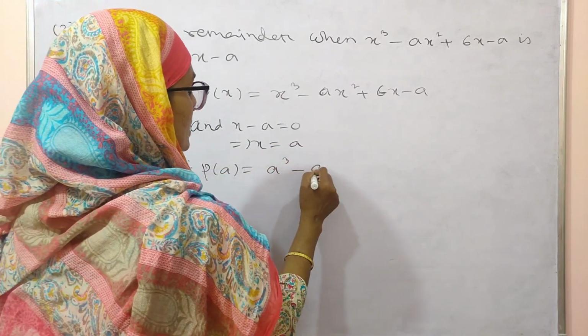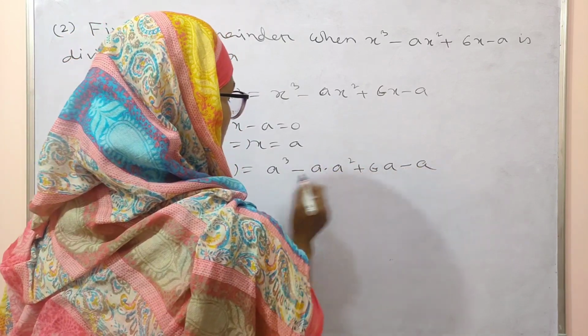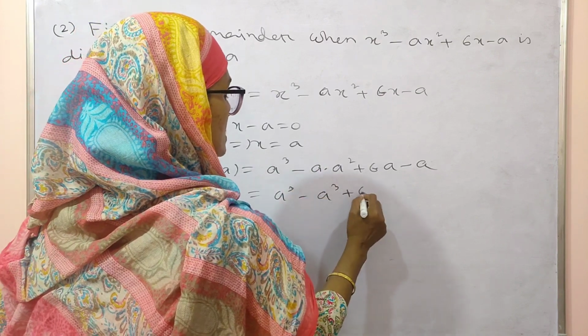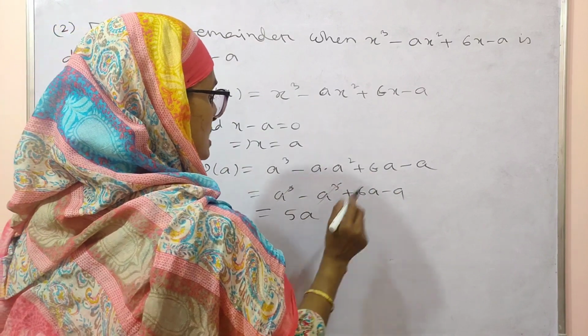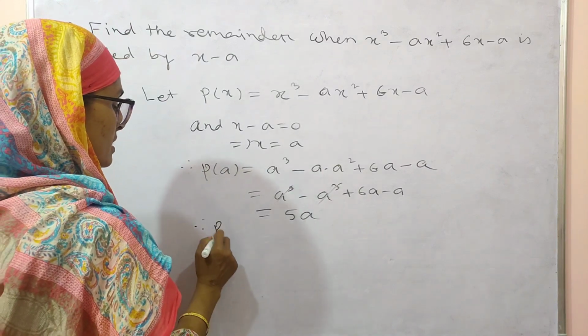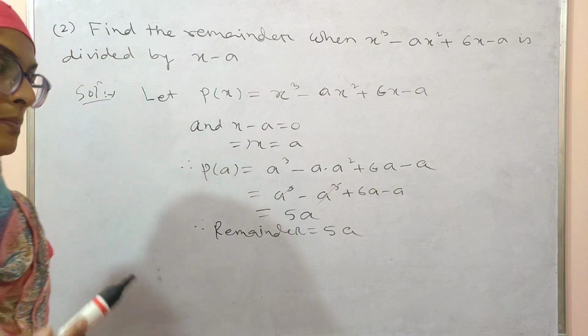p(a) equal to a cube minus a into a square plus 6 into a minus a. A into a square means a cube, you will get 6a minus a. Here this one cancels. So you will get 6a minus a equal to 5a. So therefore the remainder equal to 5a. This is an important question.